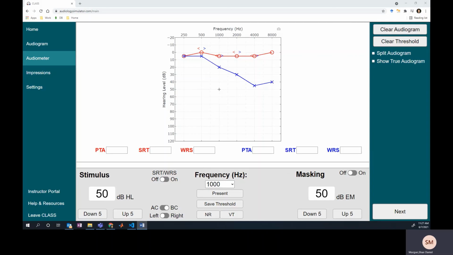When you learn about masking, many of you probably learned a formula. The formula way of assessing this is by comparing the air conduction threshold of the test ear minus the interaural attenuation is greater than or equal to the non-test ear bone conduction threshold.